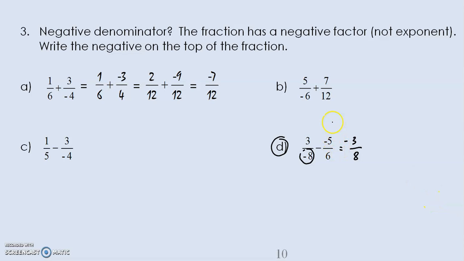Now in the case of the second fraction here, I've got minus a negative 5/6. So that can just be rewritten as a positive 5/6, right? The two negatives are going to combine to make a positive. My lowest common denominator is going to be a 24.